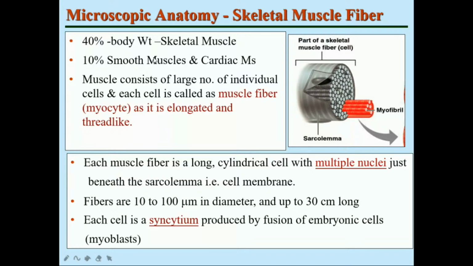muscle cell. These muscle fibers are 10 to 100 micrometers in diameter. So the diameter of a skeletal muscle cell can range from 10 micrometers to 100 micrometers, and the length can go up to 30 centimeters. Each skeletal muscle cell is a syncytium produced by fusion of embryonic cells, that is the myoblasts, and that is why these cells are multinucleated cells.